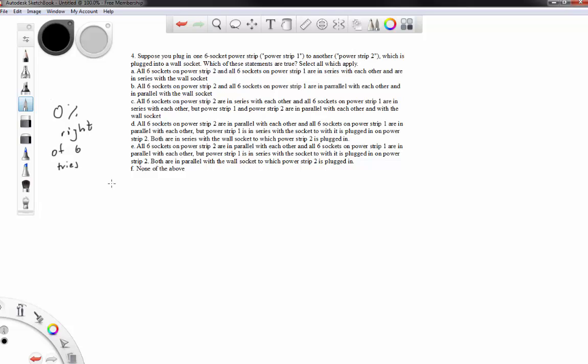Basically, this one is in a sense a logical elimination type of question, but what you need in order to answer it is basically says you have one 6-socket power strip plugged into another 6-socket power strip, and then that's plugged into a wall socket. So we've got to figure out which of the statements are true.